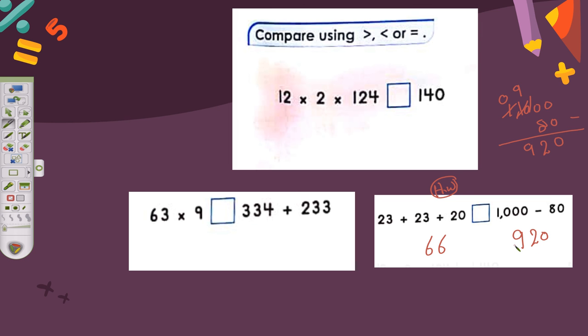You know that any number that has 3 digits is already greater than any number that has 2 digits. So 920 is greater than 66. Okay? Clear? Great job. Now go ahead and write the answers in your book.